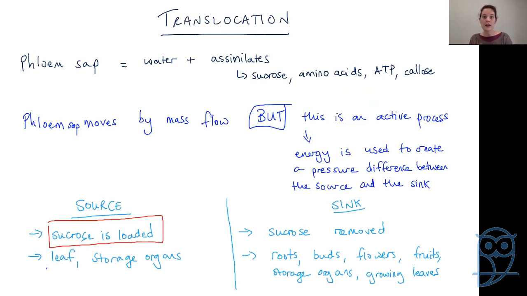So at certain times of year, that storage organ, we will put things into storage and then we will use them again. So when we're putting them into storage, it acts as a sink. And when we're bringing them out of storage to use, then it becomes a source.